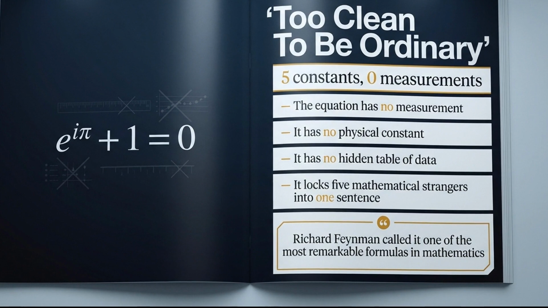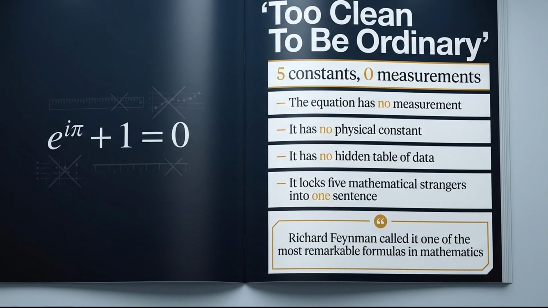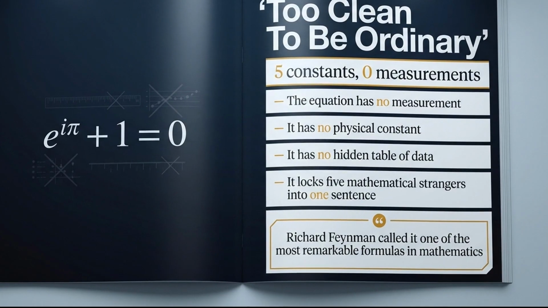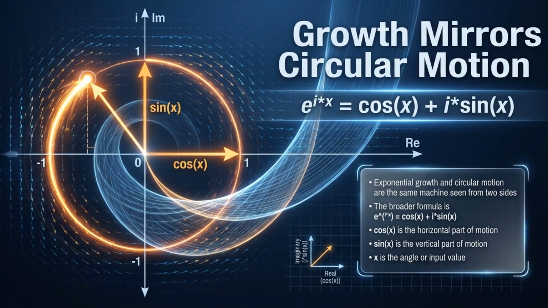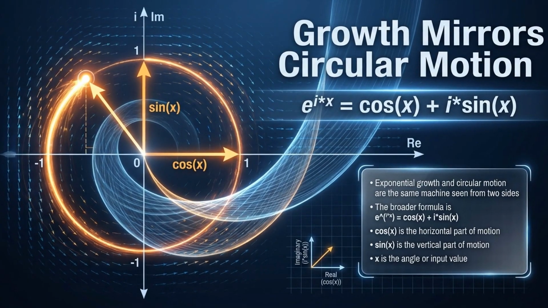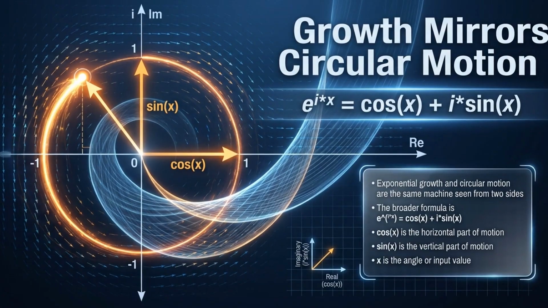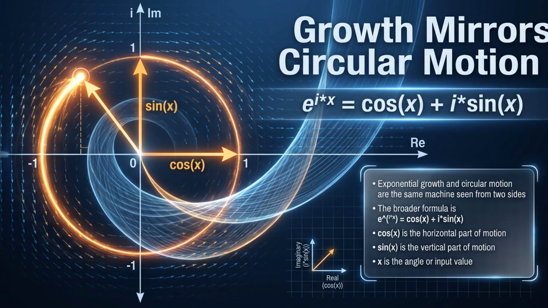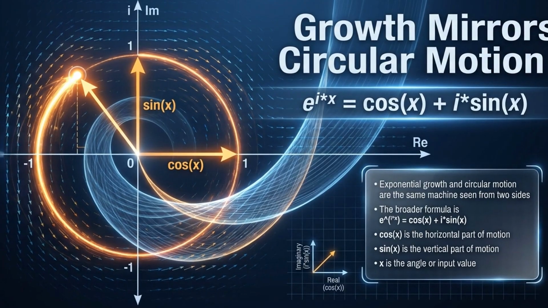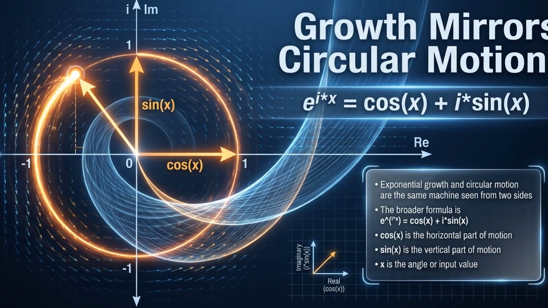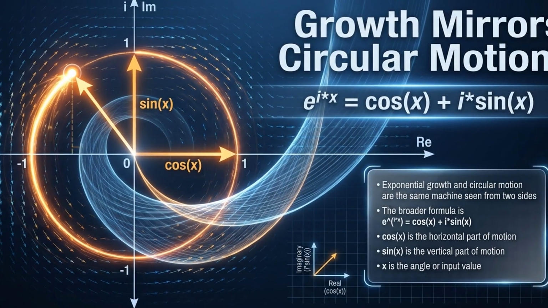The equation looks almost too clean. It has no measurement. It has no physical constant. It has no hidden table of data. It just says that 5 mathematical strangers can lock into one perfect sentence. Richard Feynman called it one of the most remarkable formulas in mathematics. The deeper reason is not that it is pretty. The deeper reason is that it shows a secret. Exponential growth and circular motion are the same machine, seen from two sides.